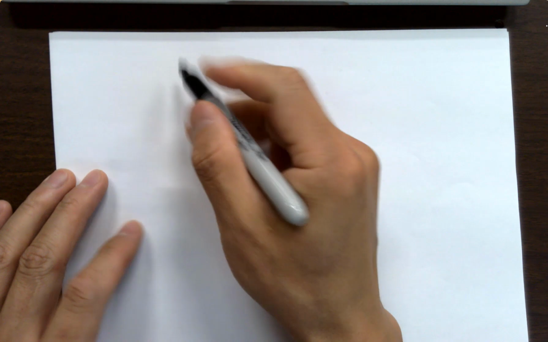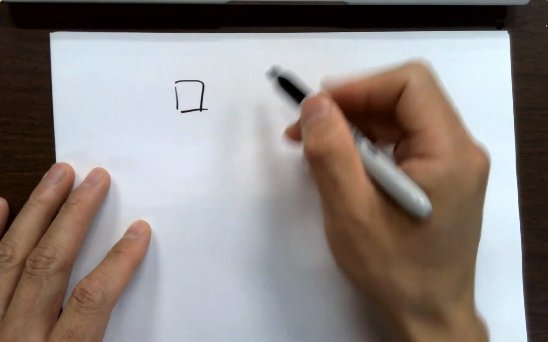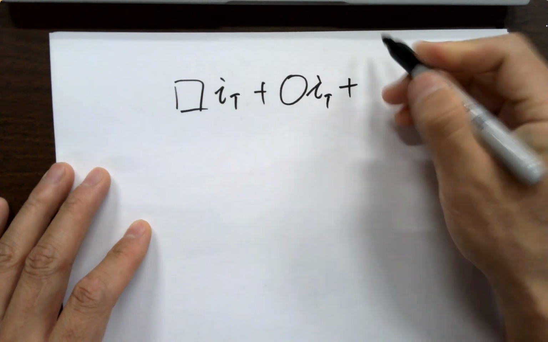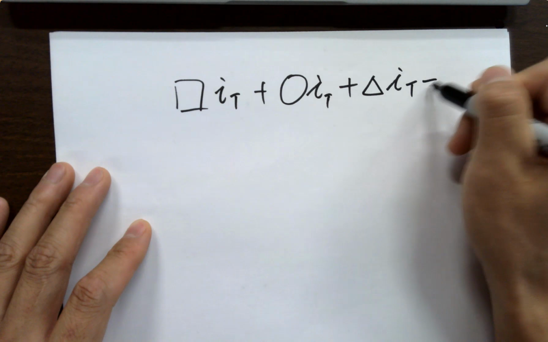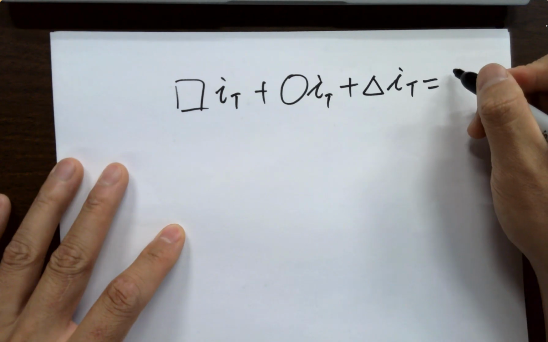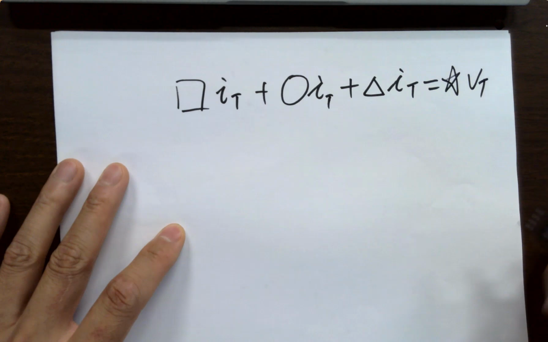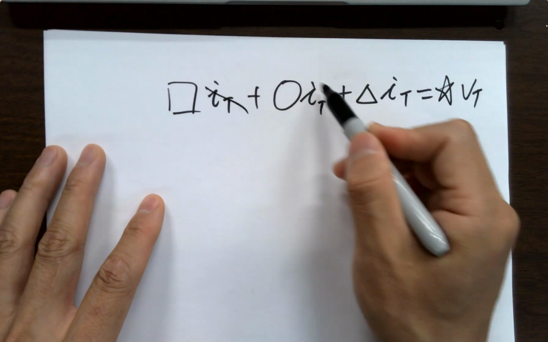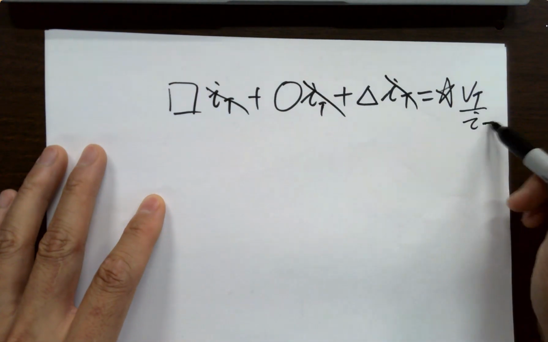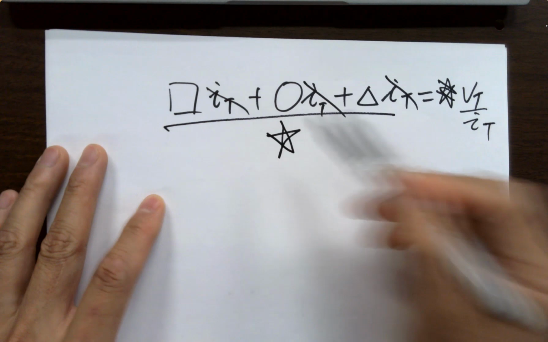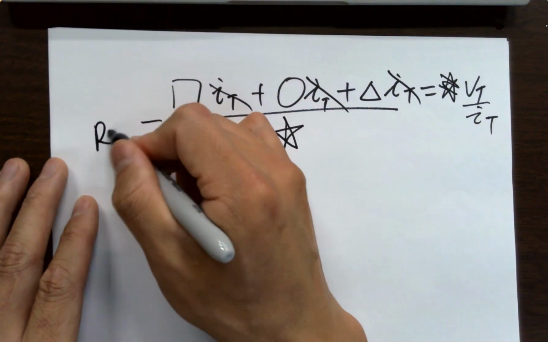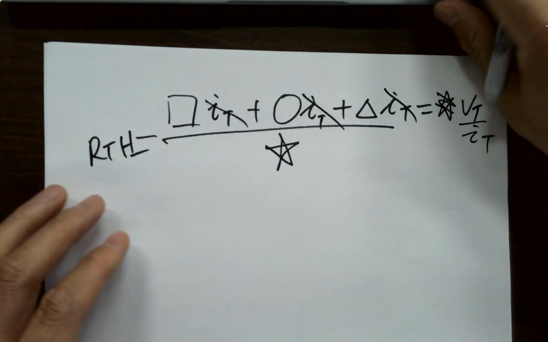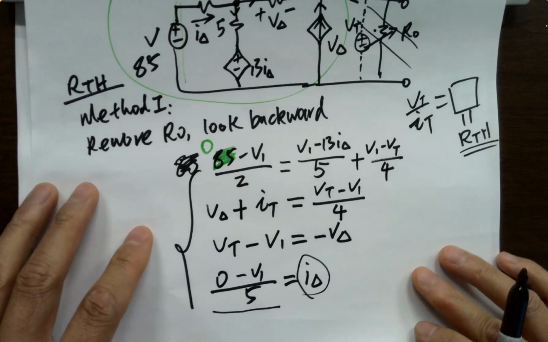Eventually, the desired equation will be something IT plus something IT plus something IT equals something VT, right? That's what you want to see. Why? Because you divide IT on both sides of the equation and move this one here. Done. That's RTH. Make sense? That's the goal, okay?